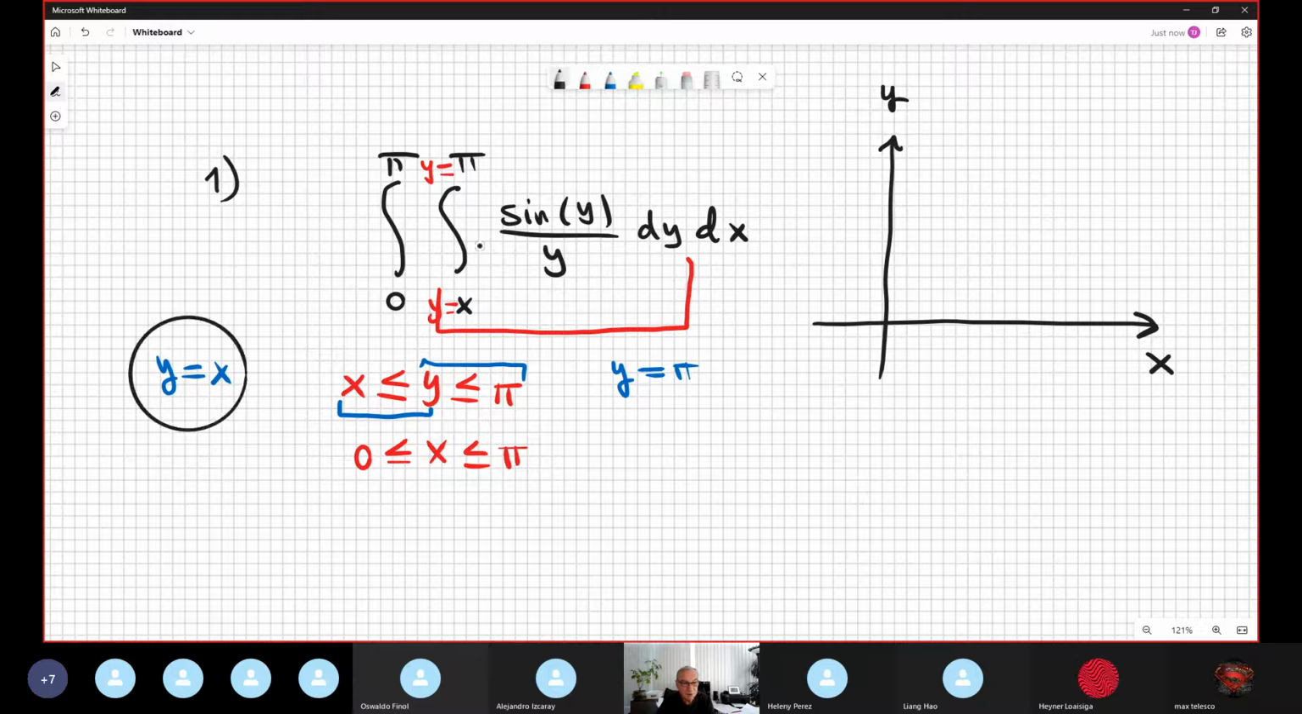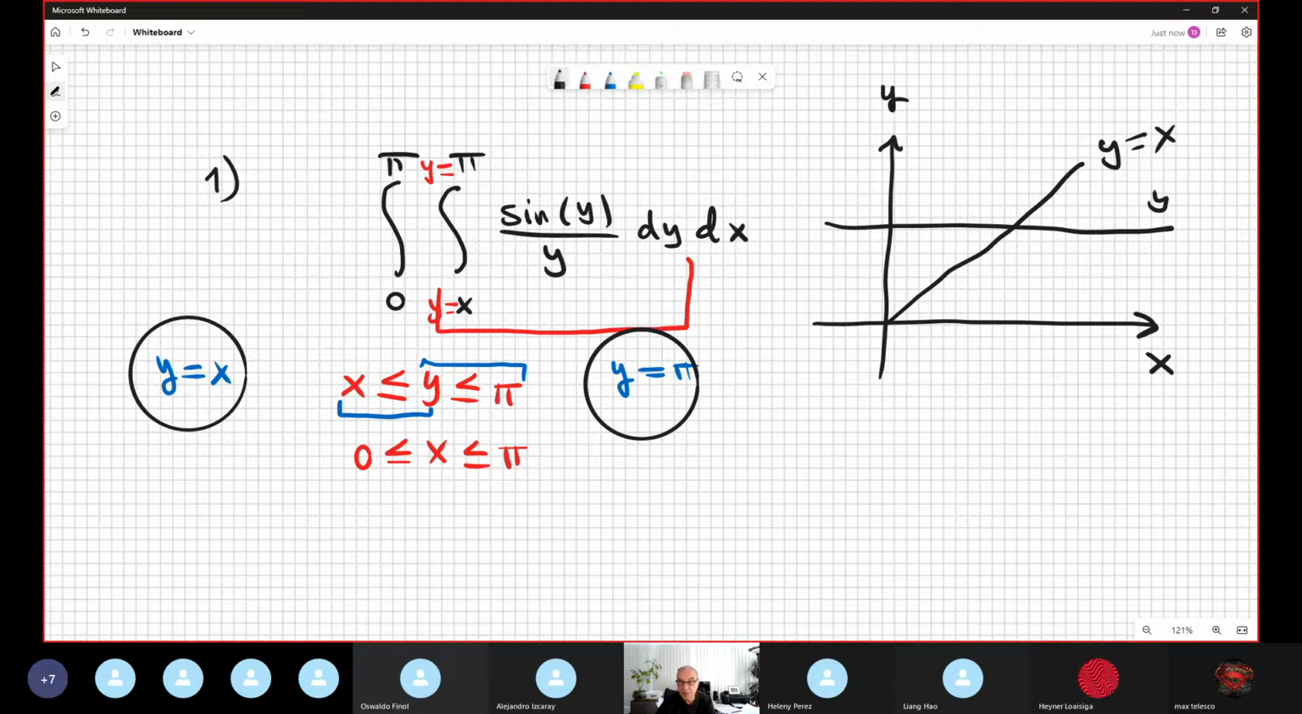Okay, y equals x, let's do this first, an easy line in both directions. This is easy also because it's a horizontal line. This is y equals x, this is y equals pi. We have here a point, the point pi, pi, because if y is pi and y equals x, this is pi and this is also pi. This is 0, pi, and this is pi, 0.